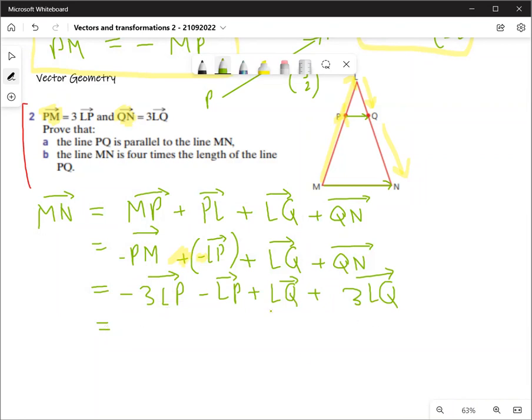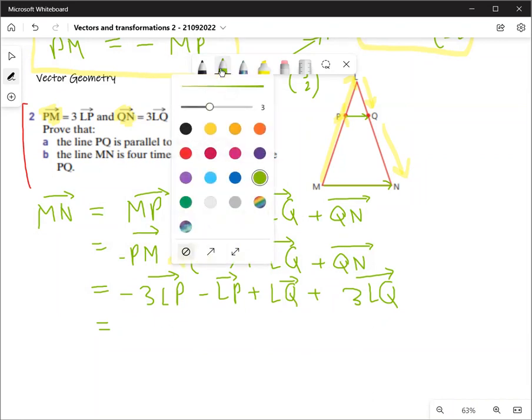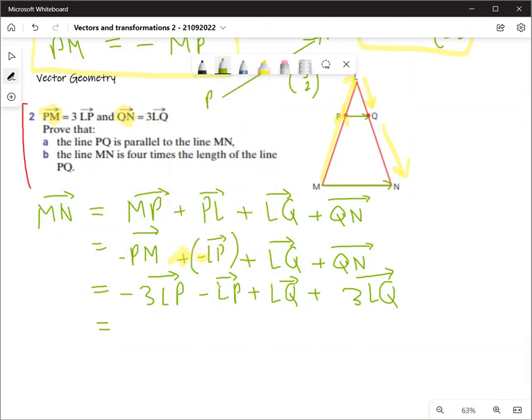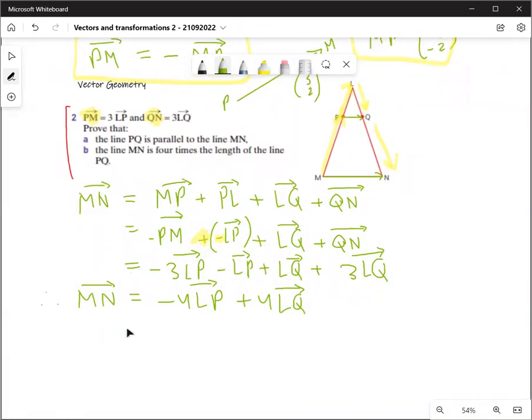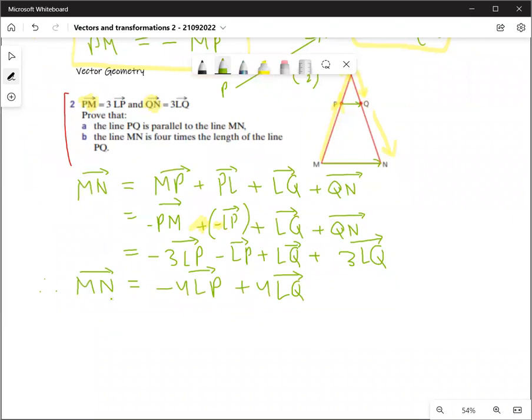Now, this is it. Can I simplify this? Manvi, how do I simplify? Minus 3LP minus LP would be minus 4LP. Yes? Okay, minus 4LP plus 4LQ. That is MN. Got it? Fine. Now the next thing is, I know what MN is.